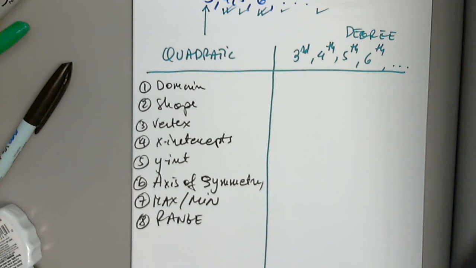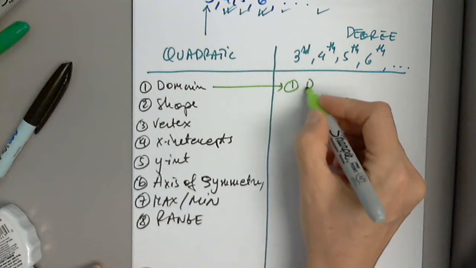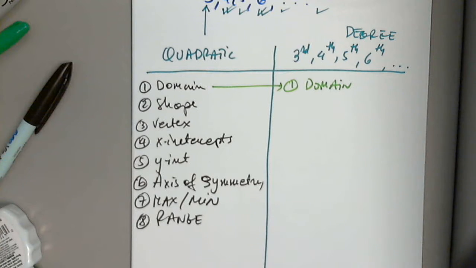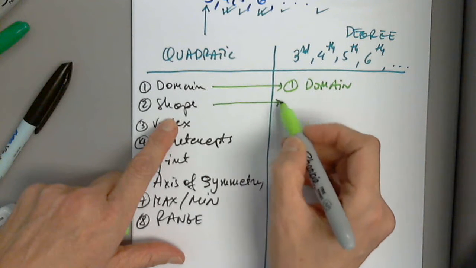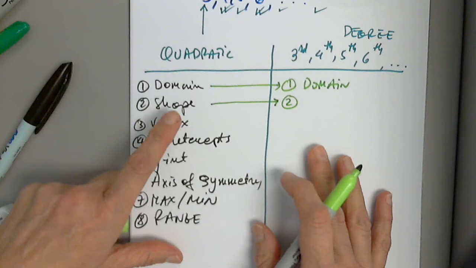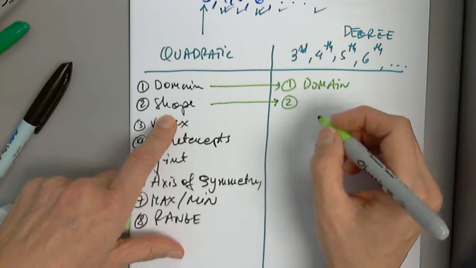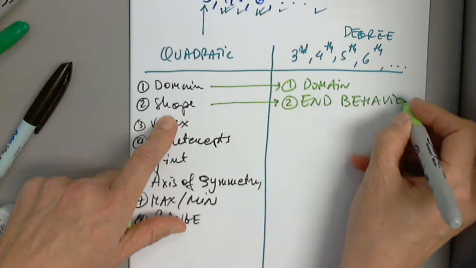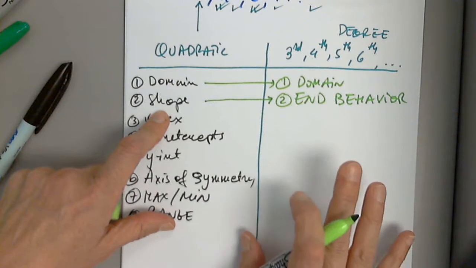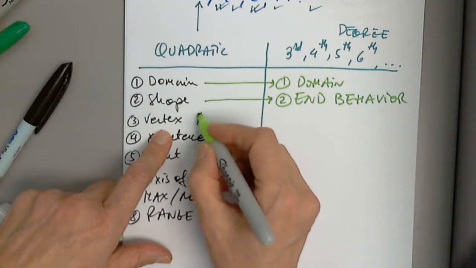So let's see what transfers over and what does not. This, of course, transfers over, which we know from the get-go. It's all polynomials. Shape, kind of. Instead of shape, we really will be looking at end behavior. We have not discussed this yet. It's very simple. Vertex, never.